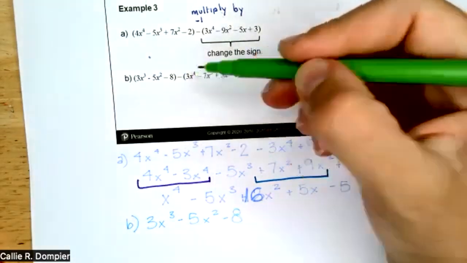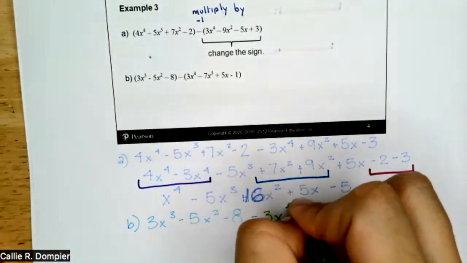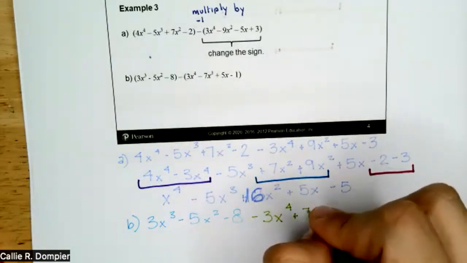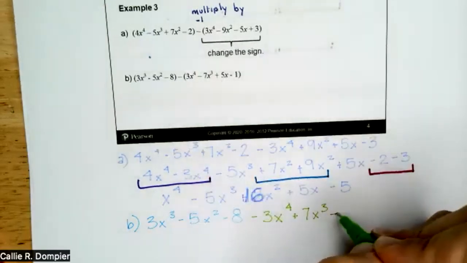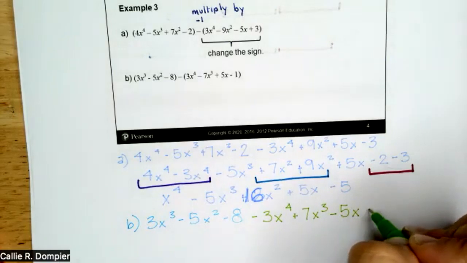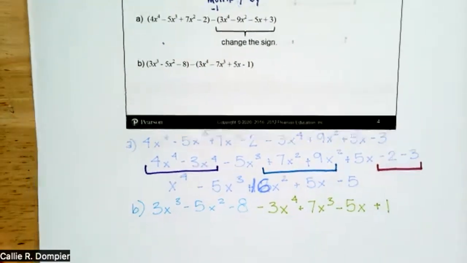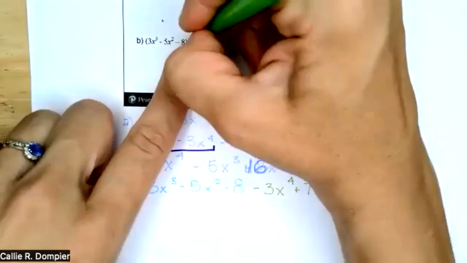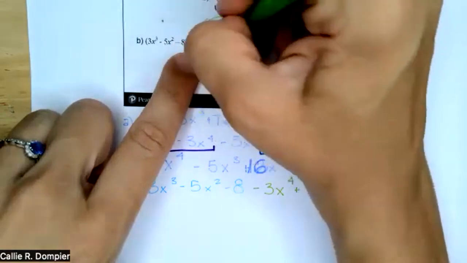That positive 3x to the fourth is going to be multiplied by a negative 1, so it's going to be minus 3x to the fourth. You're going to take a negative 1 and multiply it by the negative 7, so I'm going to get a positive 7x to the third. Negative times a positive is a negative 5x. Negative times a negative 1 gives me a positive 1. So that has been distributed. We distributed that negative to the 3, the negative 7, the positive 5, and the negative 1.